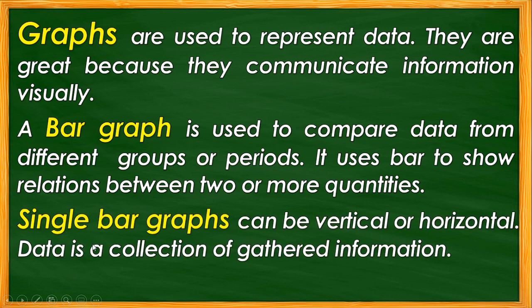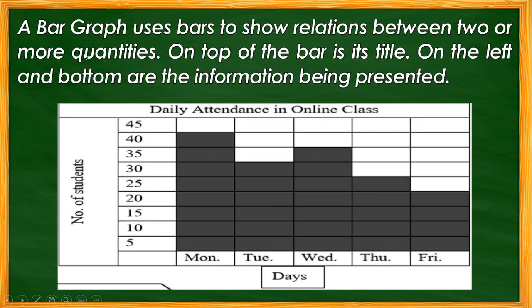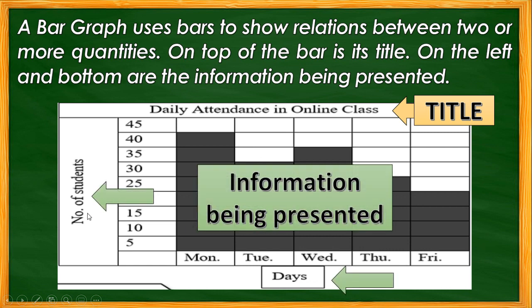So, we have a single bar graph. This can be vertical or horizontal. Data is a collection of gathered information. So let's use a bar graph. A bar graph is used to show relation between two or more quantities. On the top of the bar graph is the title. So this would be the title. And on the left and the bottom are the information being presented, like the number of students, and the name of the days or the number of days.